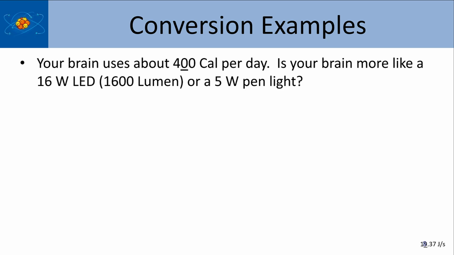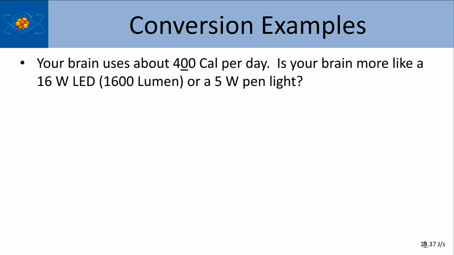In the article, and I'll let you read it to find out the answer, they say your brain uses about 400 calories per day. So with a 2,000 calorie metabolism, about 20% of that is used just to keep your brain going. Your brain uses a tremendous amount of energy. At 400 calories per day, I was curious whether that was like a bright light, like a 16-watt LED light bulb, or more like a 5-watt pen light.